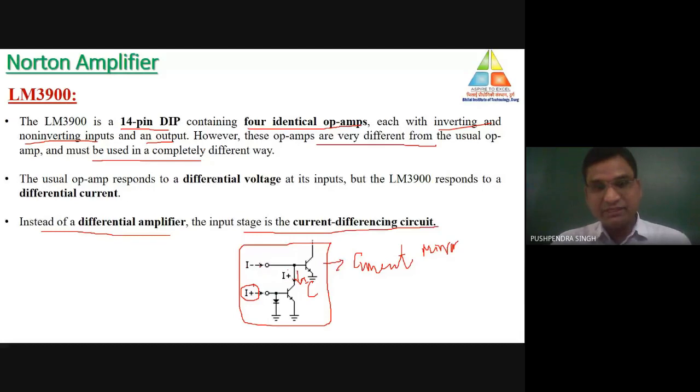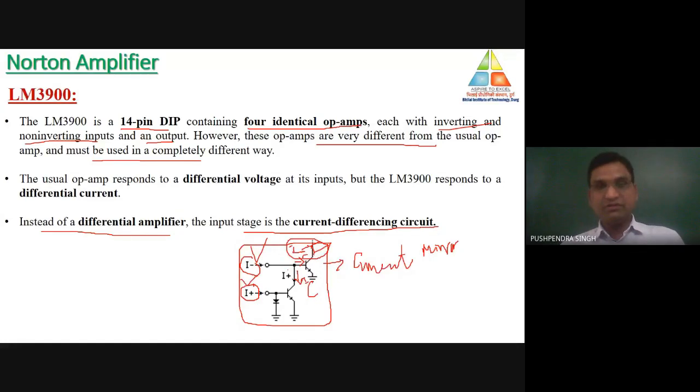That means part of this I minus will flow across the collector terminal of this transistor. What will be the value of current over here? The current will be I minus of I plus, because that much part has been subtracted from the I minus current. So this is actually the current difference.